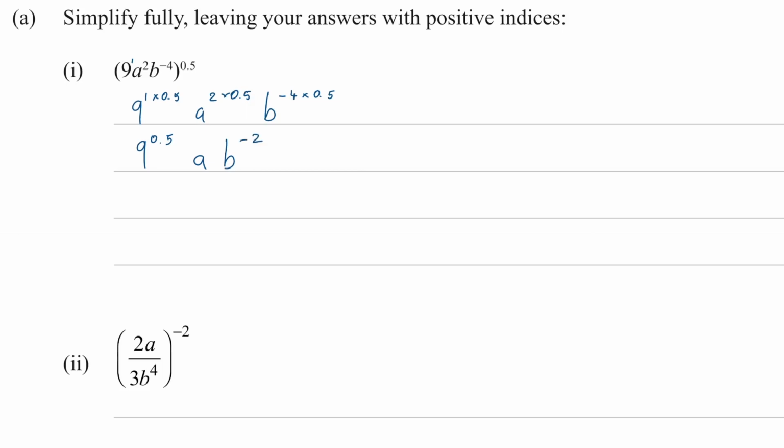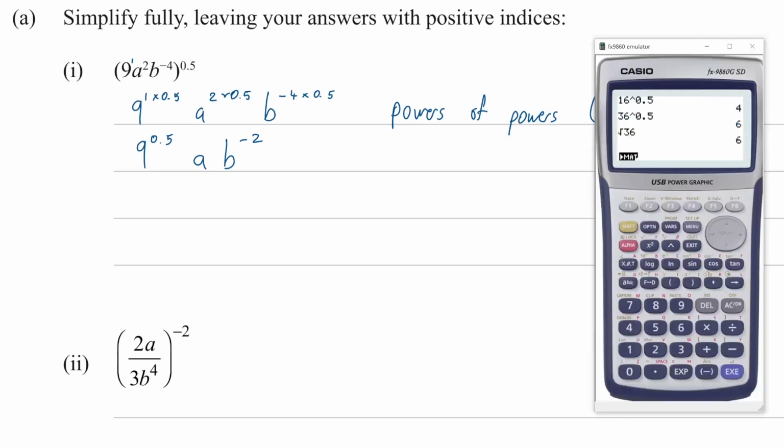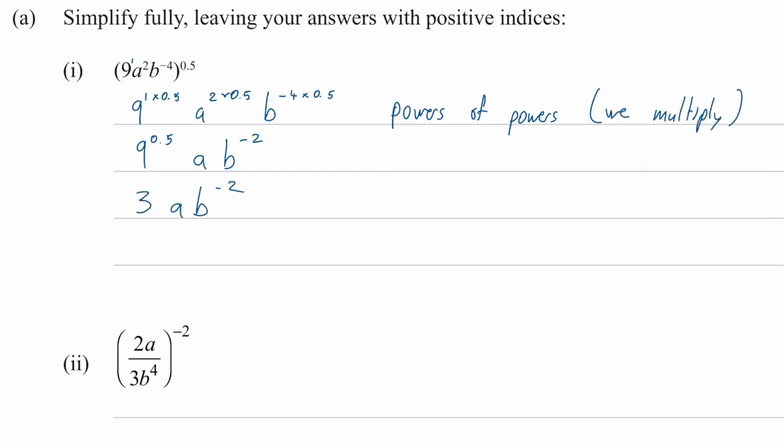So that rule is called powers of powers. Powers of powers, we multiply them. Multiply the powers. Great, so that simplified it a bit. And remember, 9 to the power of 0.5 is the same as the square root of 9, but we could always just check. 9 to the power of 0.5 is 3. So that simplifies to 3. And we're still left with a, b to the negative 2.